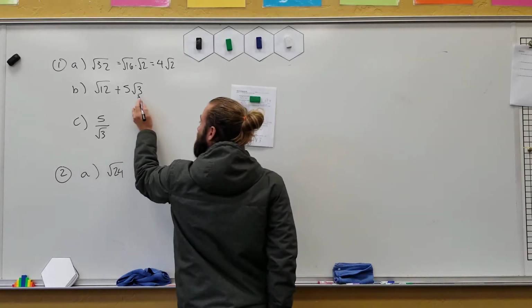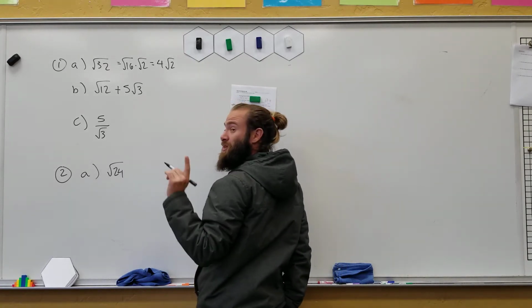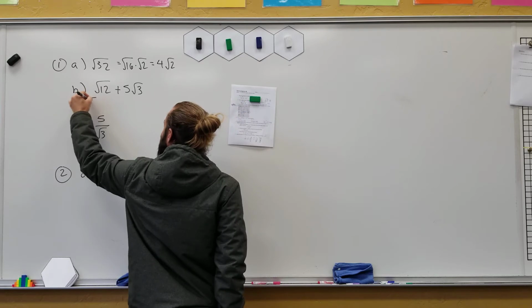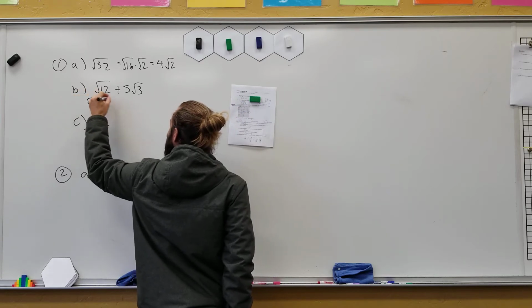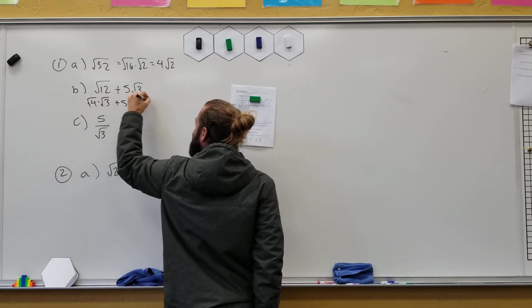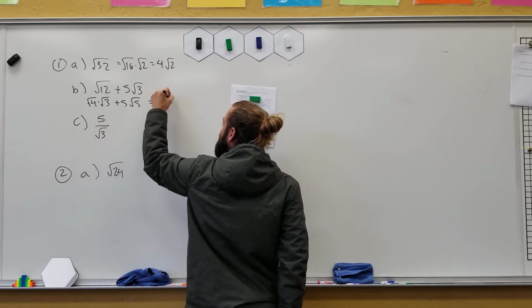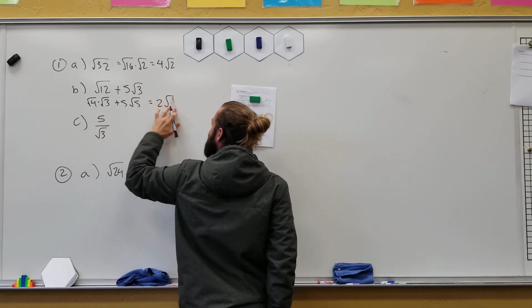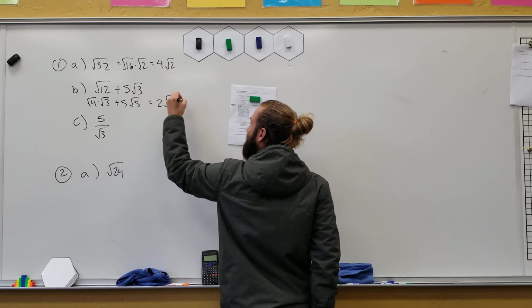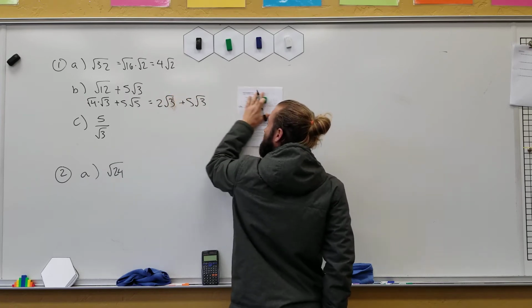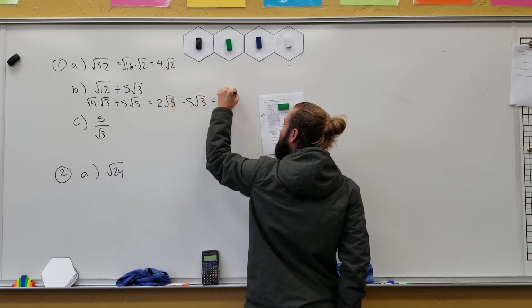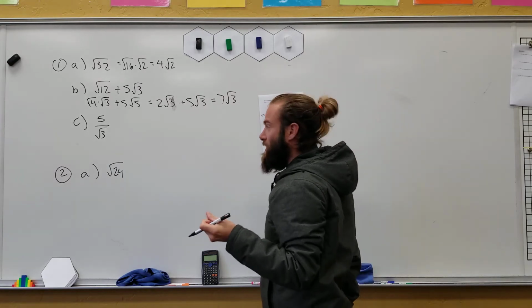Next, root 12 plus 5 root 3. Root 12 is root 4 times root 3. We've done that one before. Plus 5 root 3. And root 4 is 2. So this is 2 root 3 plus 5 root 3, and that's going to give me 7 root 3 as my final sum.